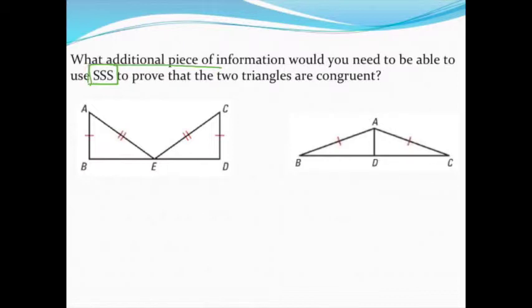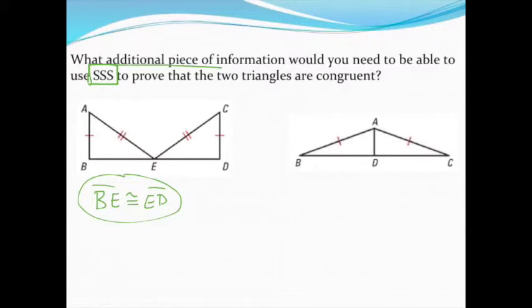Well, I can see in the first diagram that I have two sides matched up already. And so the third piece of information I would need is that third side. I would need to know that segment BE is congruent to segment ED. Again, just to clarify, I don't know this. There's no way that I can prove that, but that's the question. That's what I would need to know in order to prove these triangles are congruent by side, side, side.